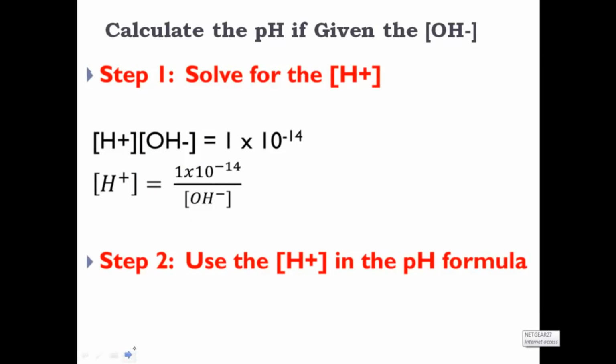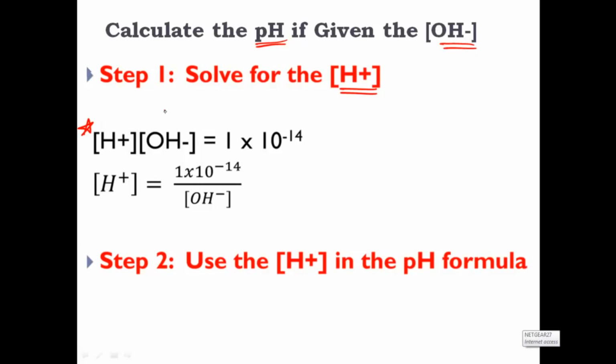The steps necessary are 2. In order to calculate the pH given my hydroxide or base concentration, I need 2 steps. The first is going to involve solving for the H plus ion concentration. Now I'm going to use the brand new formula that I showed you.